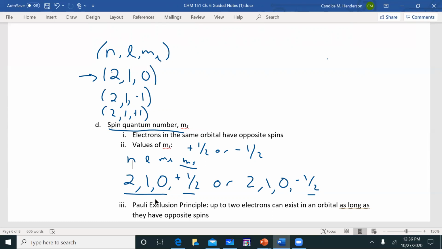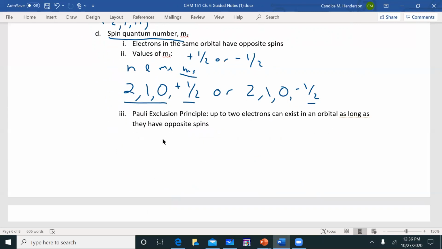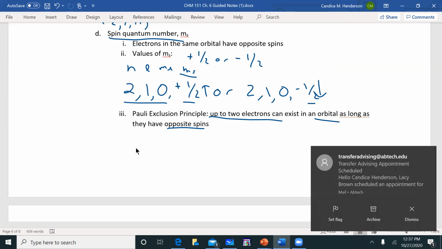Now, Pauli's exclusion principle: you can have up to 2 electrons in each orbital. For this given orbital, the 2, 1, 0, we can have this electron or this electron filled in, but they have to have opposite spins. So we would never have a 2, 1, 0, plus 1/2 and another 2, 1, 0, plus 1/2. We need these electrons to be spinning up and down. We'll talk a little more about that. So that's the additional number there.